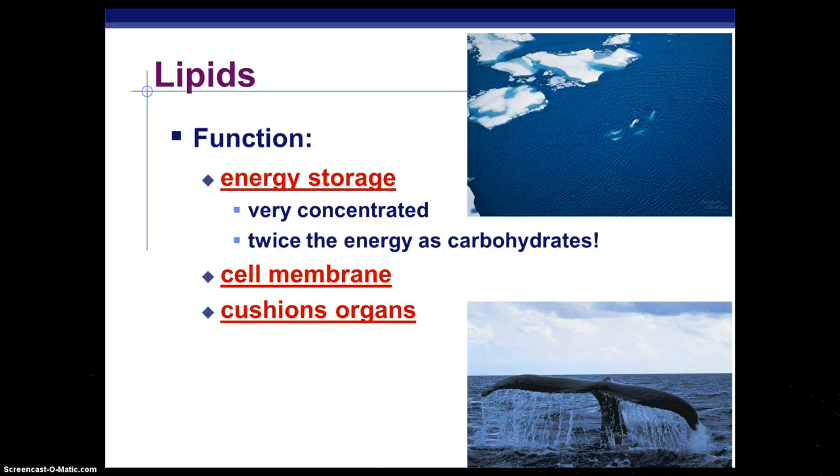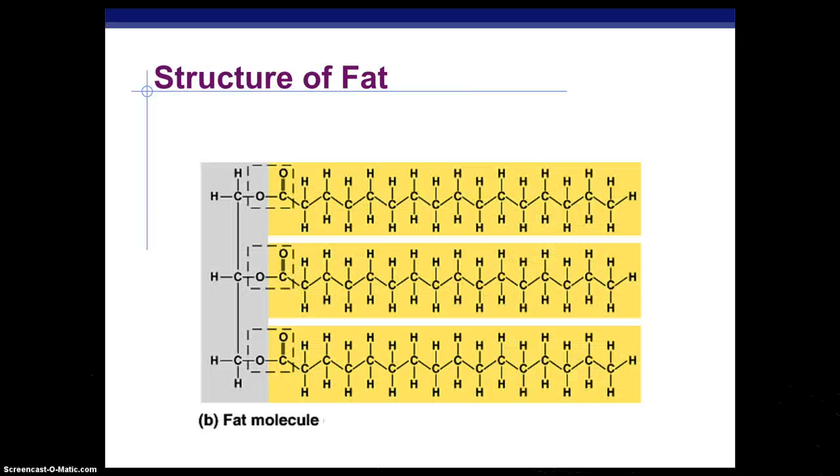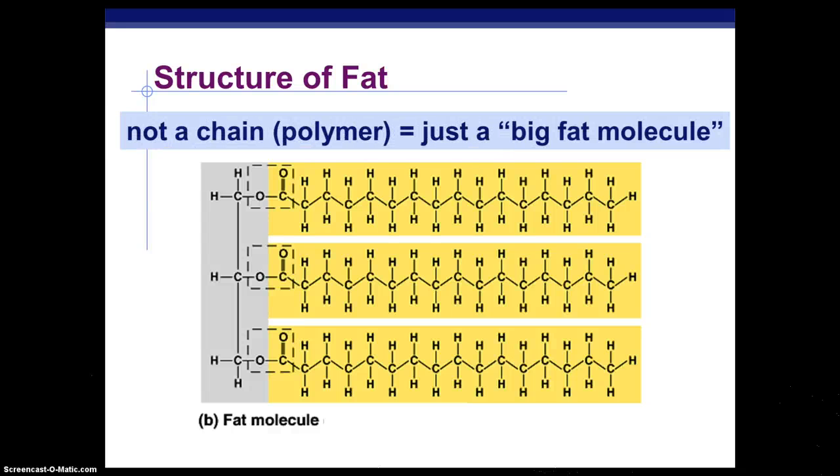But lipids are also found in the cell membrane. You need some fat in your body because it helps cushion organs so they don't rub against each other. It decreases some of the friction, and also insulates your body to keep you warm, like whale blubber. This is what a fat molecule looks like. It's basically a big fat molecule. It's not a chain like the carbohydrates were. It's really just comprised of these 4 subunits, the yellow boxes and the gray boxes. This is broken down into, oh man, sorry it wasn't on there. These are fatty acids, and this gray part is glycerol. So if you miss that, I can help you in class with that.